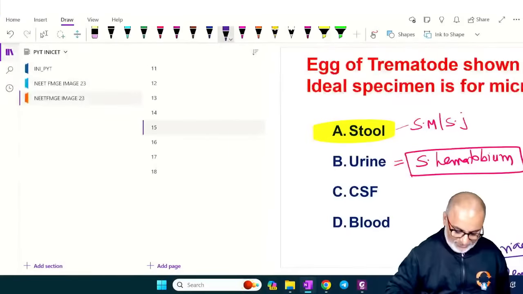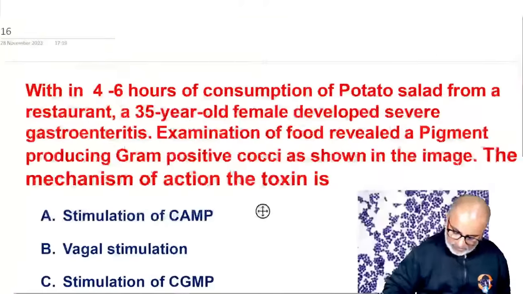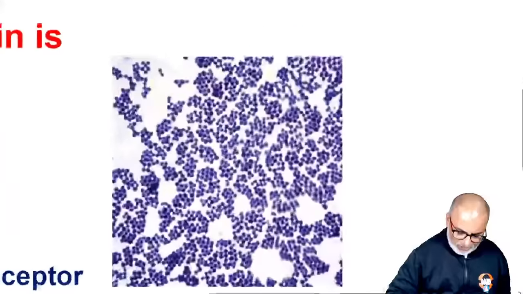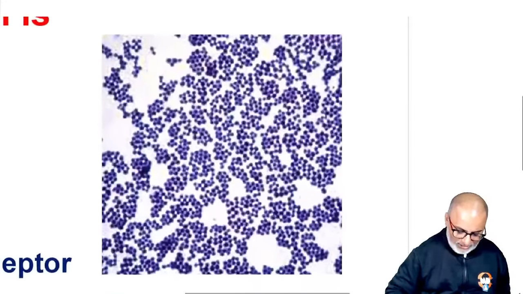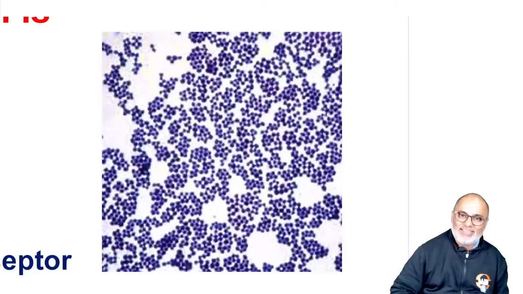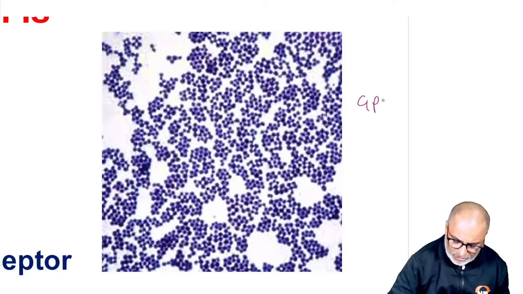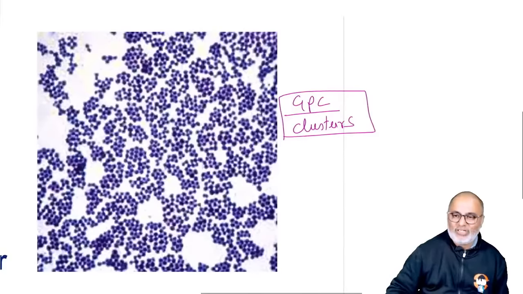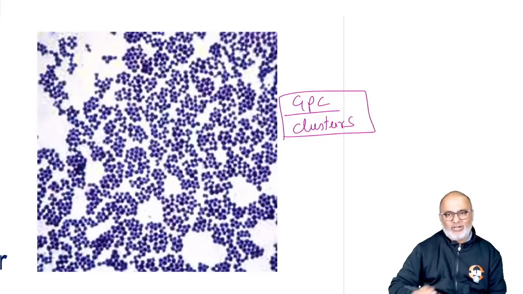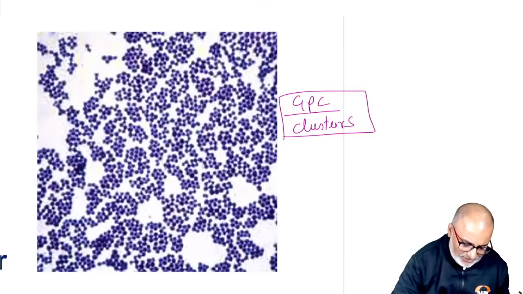Next is, sometimes the question may be simple, look silly, don't be overconfident. What is it? It's a microscopy image. Simply you can tell it is gram positive cocci arranged in clusters. I can say it is Staphylococcus, I can't say it's aureus, because all Staphylococcus are gram positive cocci in clusters. So happily I can declare this is Staphylococcus.